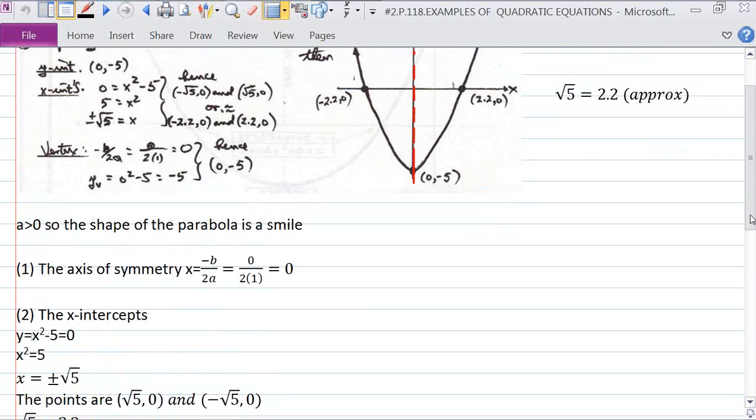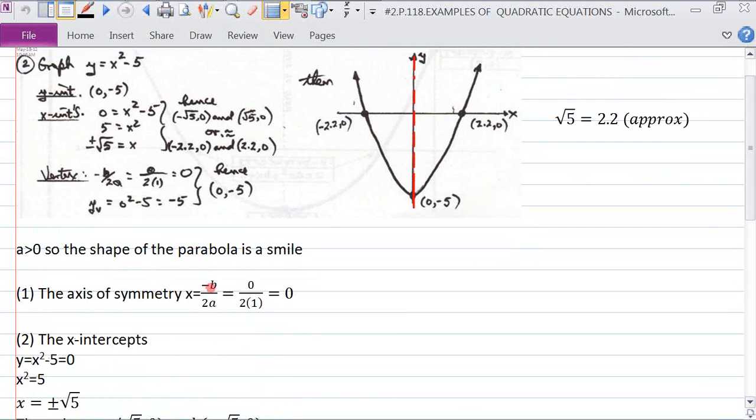The axis of symmetry is minus b over 2a. b, because there's no x term here, is 0. A, the coefficient of x squared, is 1, so 2 times 1, and 0 over 2 is still 0. So the axis of symmetry is the dotted line that runs along the y-axis. Right along here, shown as a dotted line, is my axis of symmetry. This half of the graph is the mirror image of that half of the graph.